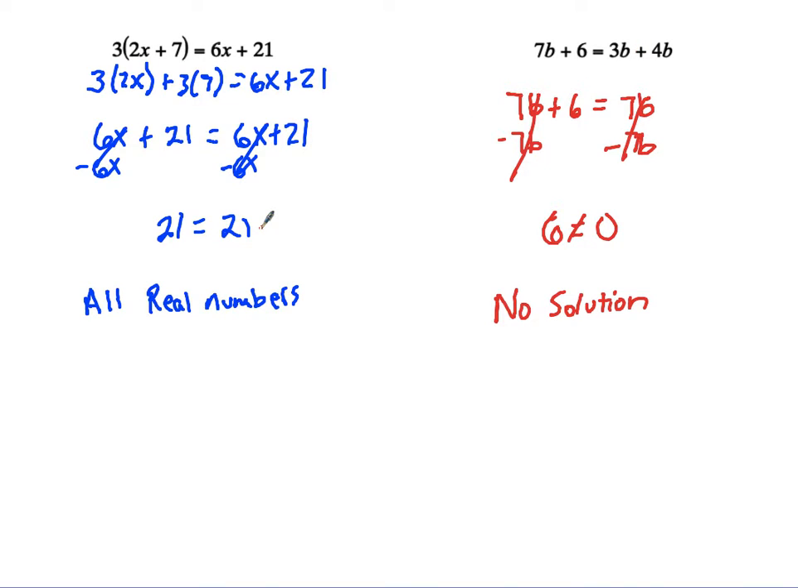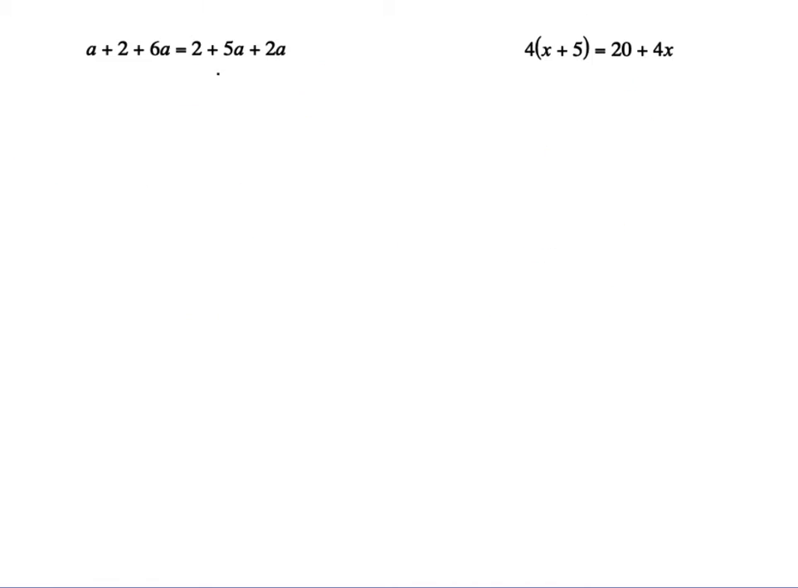Okay, so those are our two special cases, all real numbers and no solution. I'll just work through some examples where we see each of these pan out. And then towards the end, we'll talk about some strategies and just some thoughts I have on these two special cases. So we'll work through a couple of them together and just see what happens. So here we don't have any parentheses, but we have like terms. So a plus 6a would be 7a plus 2 equals.